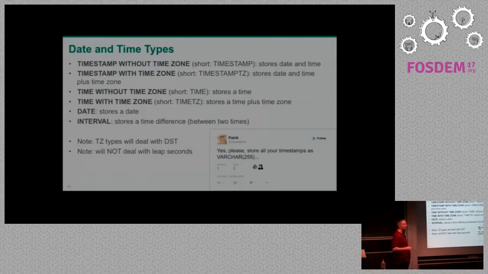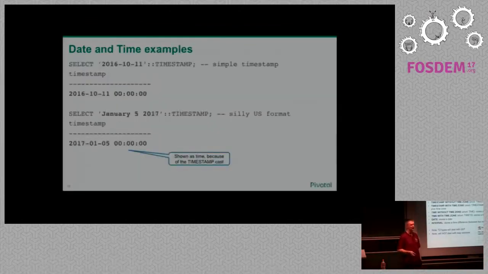Never go and use a varchar or char to store a timestamp. Please don't. If you use a timestamp with a time zone, Postgres will actually handle any kind of summertime, wintertime changes for you. I'll show you a few examples. It will not handle any leap seconds for you because the operating system has no idea about leap seconds. It's not stored anywhere. It happens occasionally, like last New Year's Eve, but it's not stored anywhere.